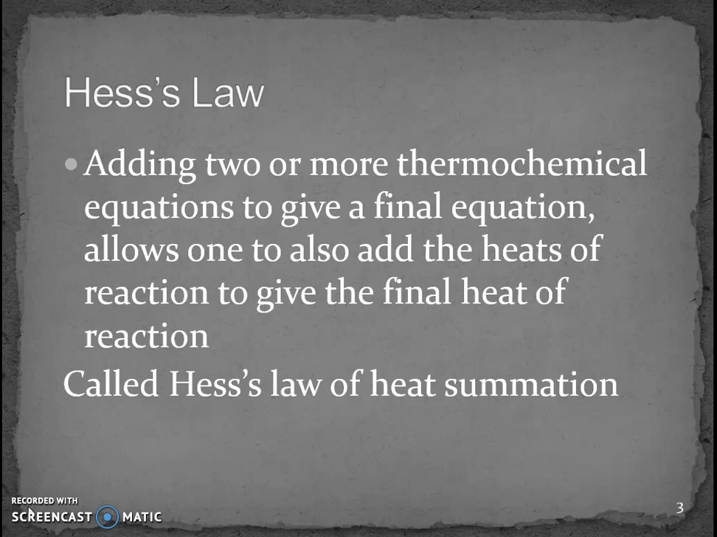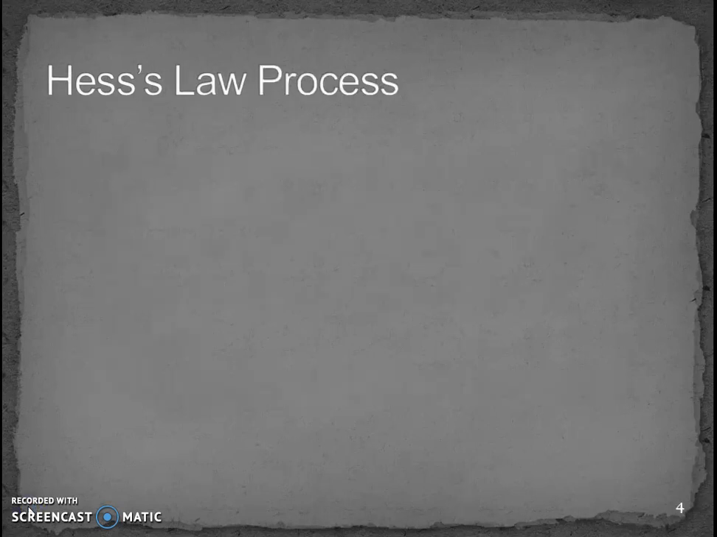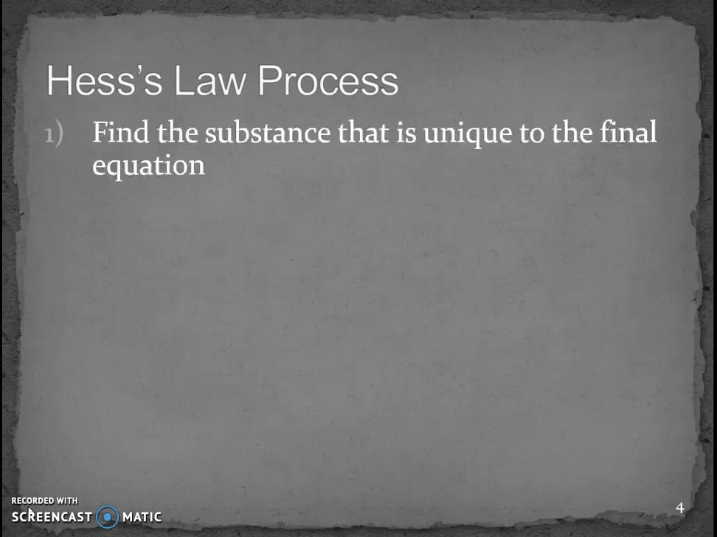Again, this is called Hess's law of summation, since you're adding together a bunch of smaller processes to get to the larger one. So the process in which this is done is by taking an equation, looking at these smaller equations and manipulating them to get to a larger equation. So find the substance within a particular smaller equation that is unique as it relates to the larger equation which you're trying to get to, and then you're going to manipulate that equation so it matches the larger equation that you're trying to solve for.